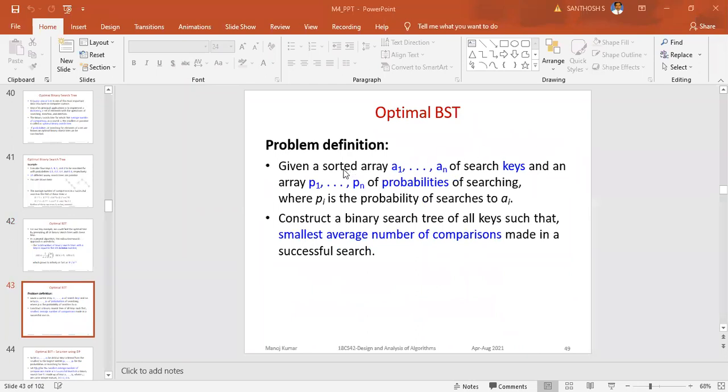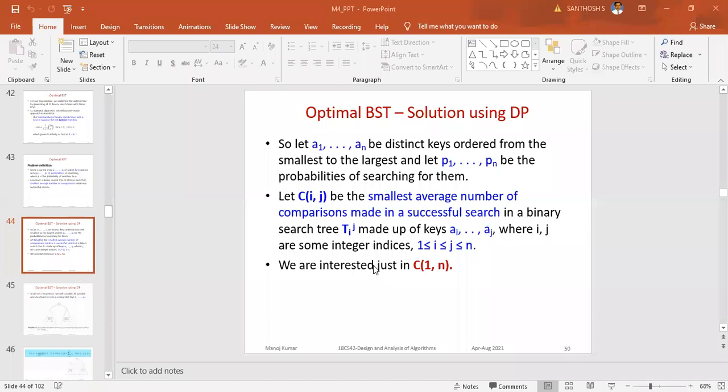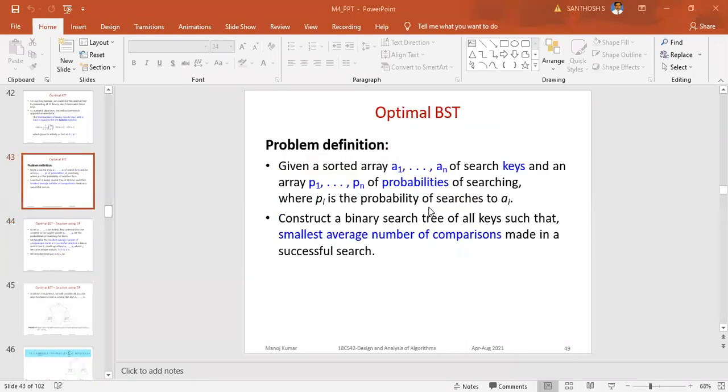So under problem definition, given a sorted array A1 to AN. So how many elements are there here? It is a sorted array A1 to AN of keys and an array P1 to Pn of probabilities of searching, where Pi is the probability of searching for Ai. Construct the binary search tree of all keys such that the average number of comparisons made in a successful search is smallest. So this is the problem statement.